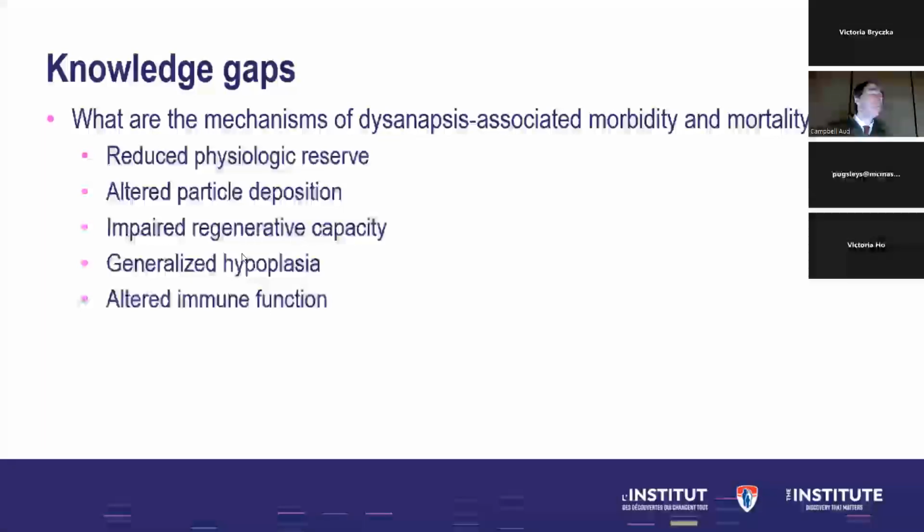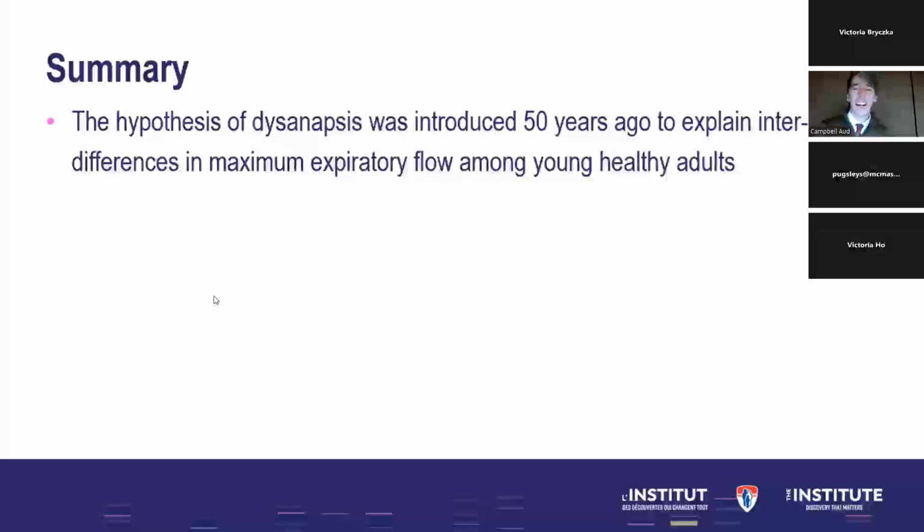Maybe it's a generalized problem, not just that their airway trees are underdeveloped. Maybe their vascular system is underdeveloped. Their biliary tree, their salivary glands, I don't know. And the last one is maybe their immune system is also mismatched or dysanaptic. And that's what I'll talk about in the subsequent talk.